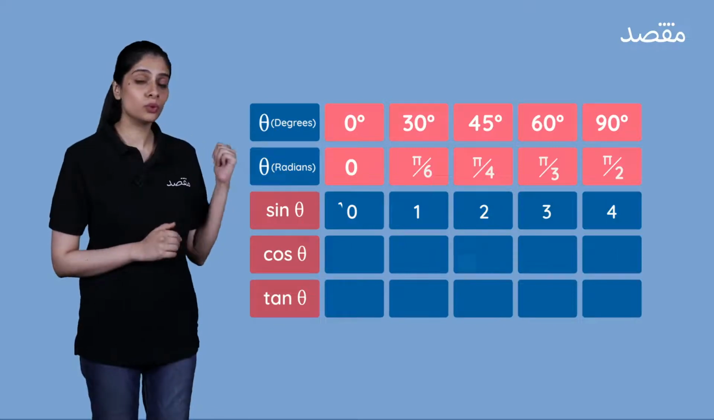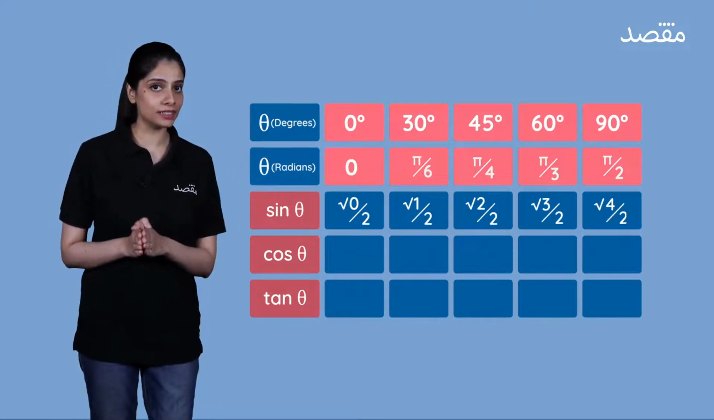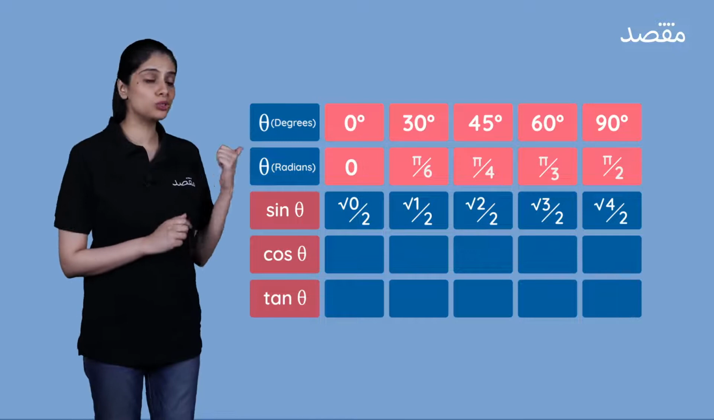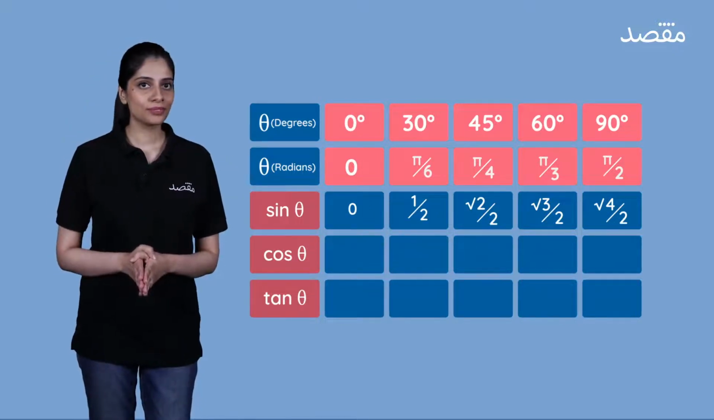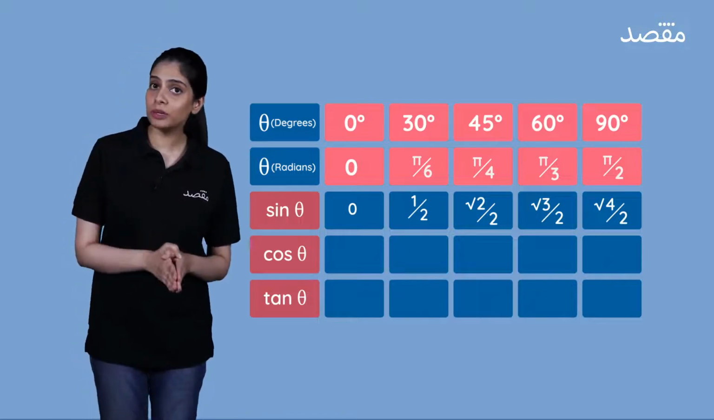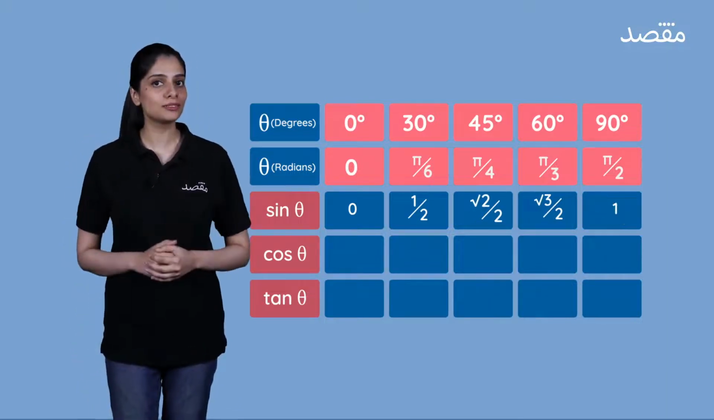फिर इनके ऊपर स्क्वायर रूट लगाकर 2 से डिवाइड कर दें. So root 0 upon 2 तो 0 ही रहेगा. Root 1 upon 2 is half. Then root 2 upon 2, root 3 upon 2 and root 4 upon 2 which is 1.